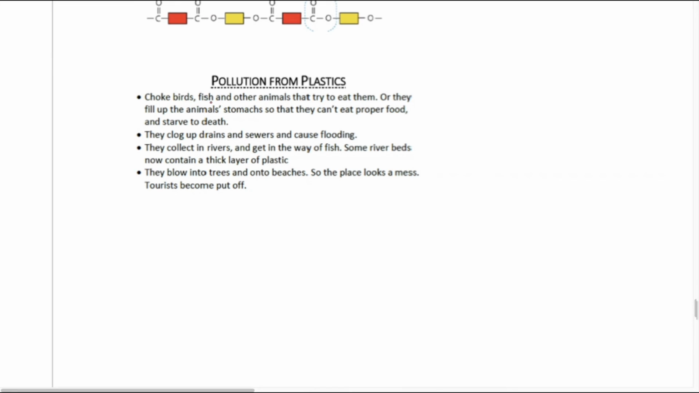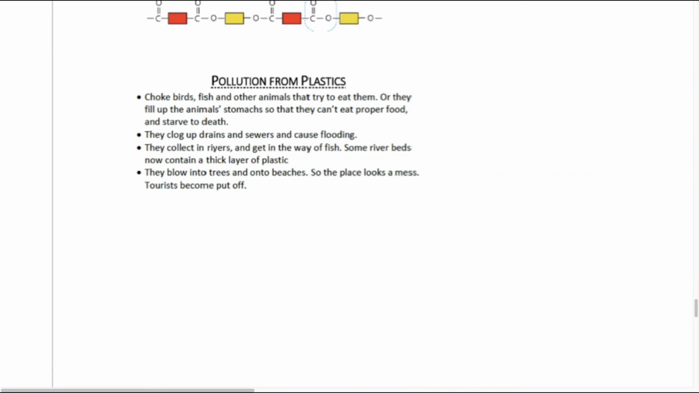Plastics harm birds, fish, and other animals that try to eat them. Animals try to eat plastic sometimes, so they get choked, or it fills up the animal's stomach so that they can't eat proper food and starve to death. So that's the plastic problem. They clog up drains and sewers and cause flooding. So plastic makes the drains clog up.